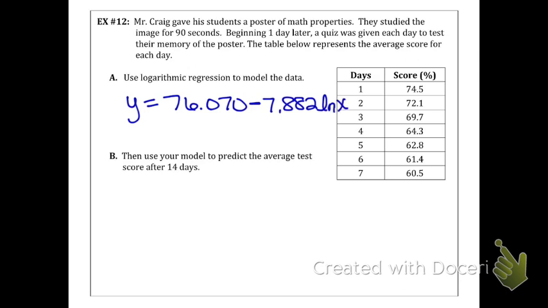It says then use your model to predict the average test score after 14 days. So the days are my x's, so f of 14. I saved my regression equation in my y1, so I'm going to go to my table, look at 14, and it tells me it's 55.27. So the average test score after 14 days is approximately 55. All right, and that is the end of 2.14.